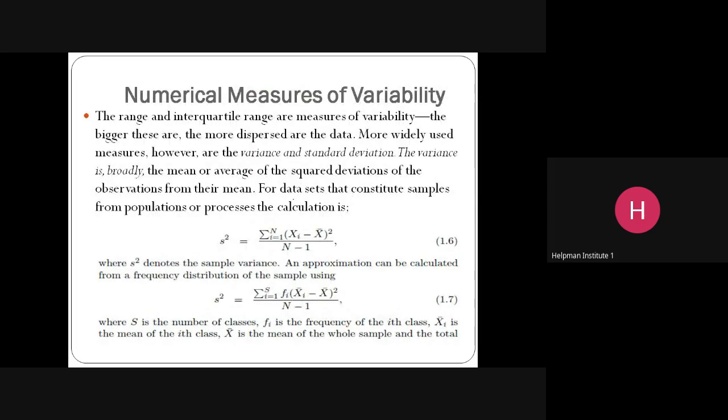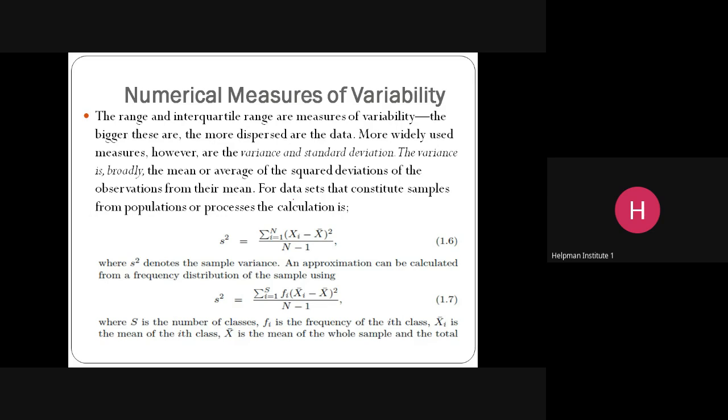Now, the first measure we talked about was measure of position or central tendency, and then the second measure is numerical measure of variability or dispersion. Now, the range and interquartile range measure variability, and also the variance and standard deviation measure the dispersion and variability. So the variance is broadly the mean or average of the squared deviations of the observations from their mean. So when we get the sum of the squared deviations from their mean, it gives us the variance.